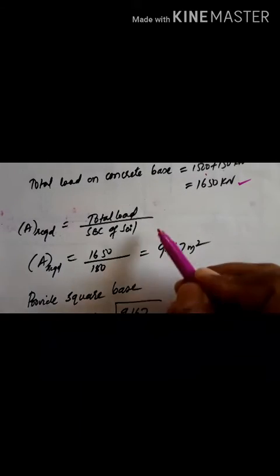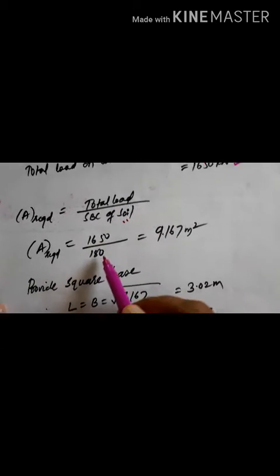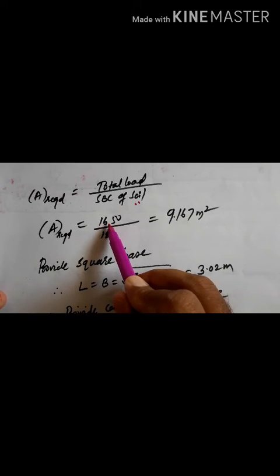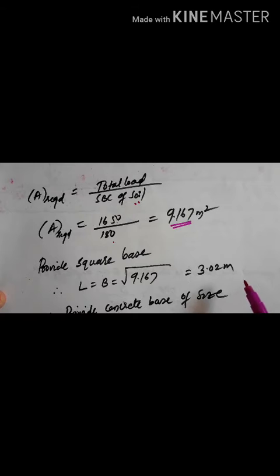Then what is the area required for the concrete pedestal? Load divided by SBC of soil. SBC of soil is given, take 180. 1650 by 180, I am getting 9.167 meter square.